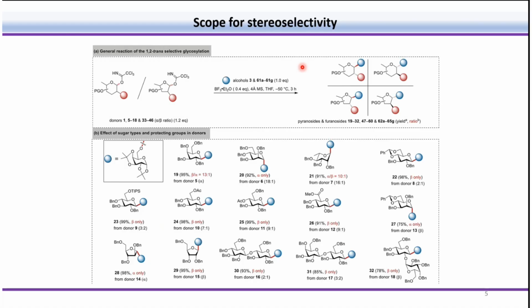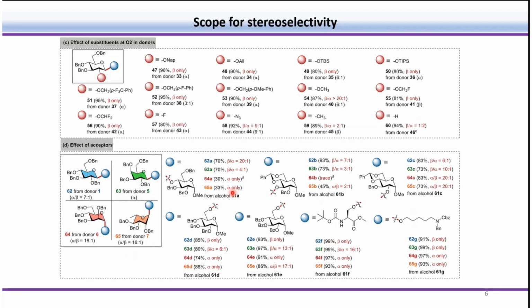This is the substrate scope they tried for this reaction condition. They used pyranose and furanose forms. In all cases they are getting trans product. We can't say they are getting alpha selective or beta selective because they are getting only trans product. Like in the first case, they are getting 1,2-trans, meaning beta is more. In the second case, they are getting 1,2-trans and alpha is more. Like that, they did so many substrates.